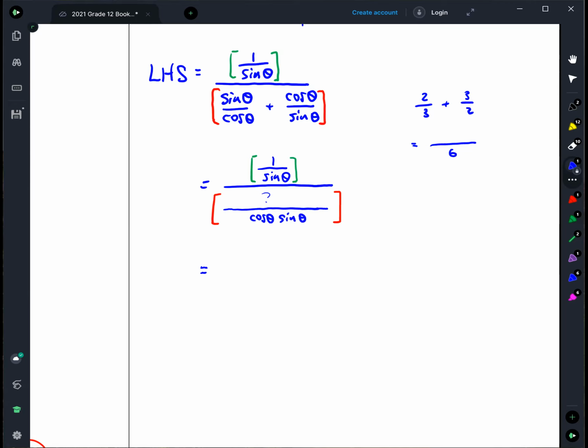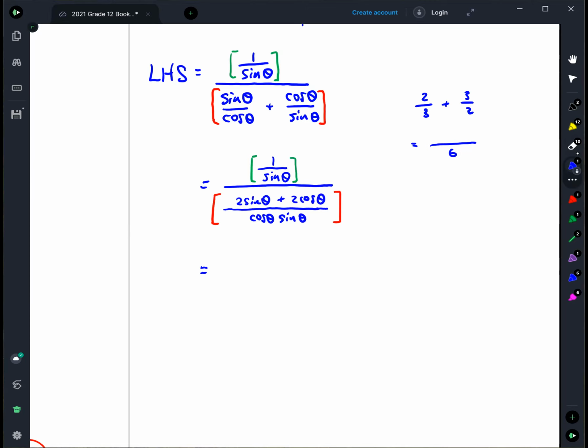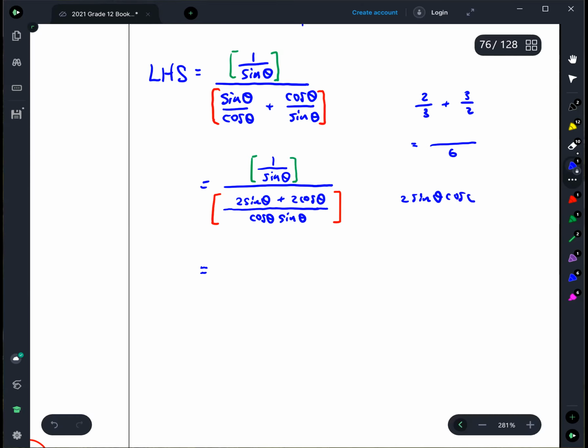Okay, Nick, what do you have for the numerator in the bottom? 2 sine theta plus 2 cosine theta. Yes. Okay. Anyone else has something different? I wrote 2 sine theta cosine theta. 2 sine theta, and then cosine theta, like this. Yeah. Okay, for the denominator, right? Yeah. Okay. Anyone else?